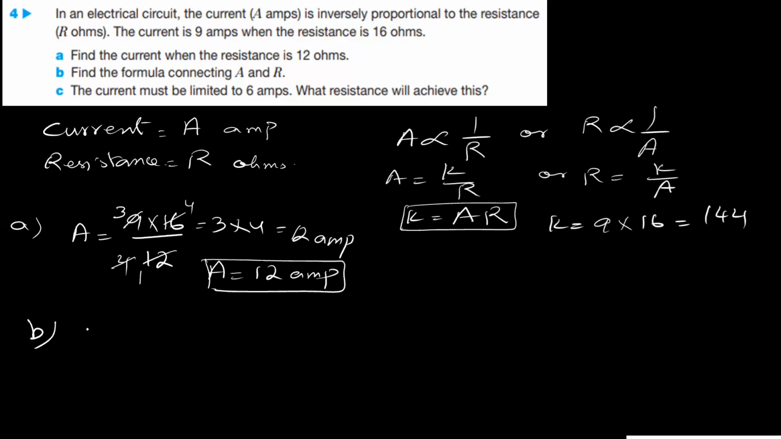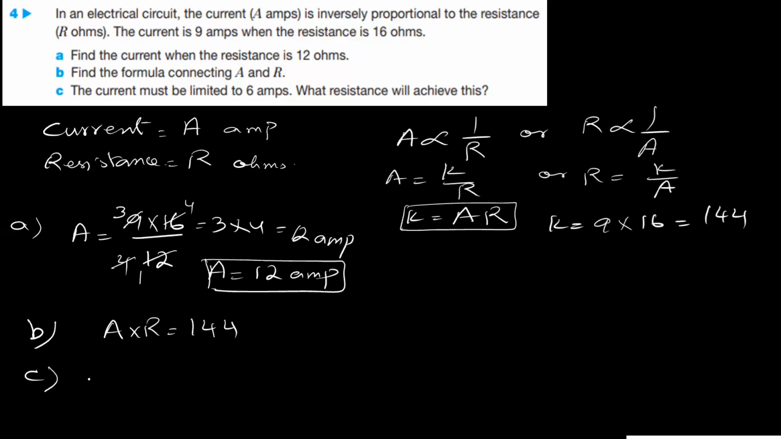Now B part. Find the formula connecting A and R. We already know that the value of K is equal to 9 times 16. So we can put the value of K over here. We get A times R equals 144. This is our answer for B part. C part states, the current must be limited to 6 amperes. What resistance will achieve this?